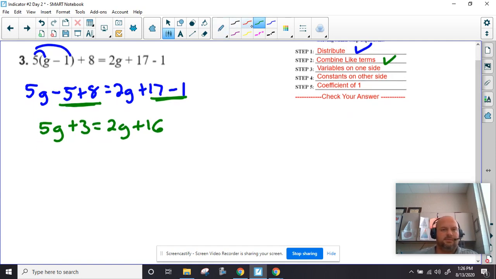All right, now we get to get our variables on one side. I used to say like Red Rover, and 2g come on over.